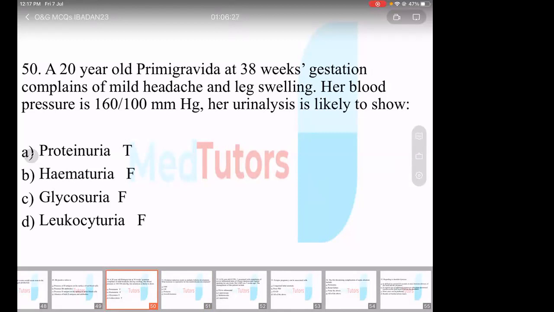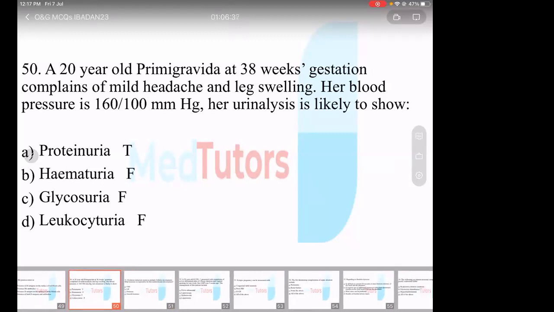So A, proteinuria, that is true. B, hematuria, which is false. C, glycosuria, and leukocyturia. So the correct answer, it has already been shown, is proteinuria.